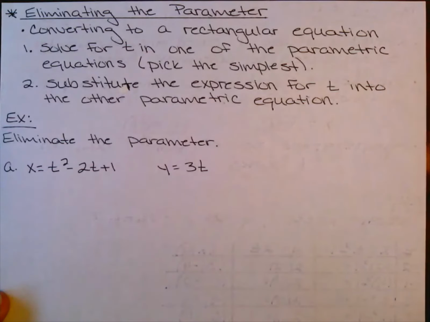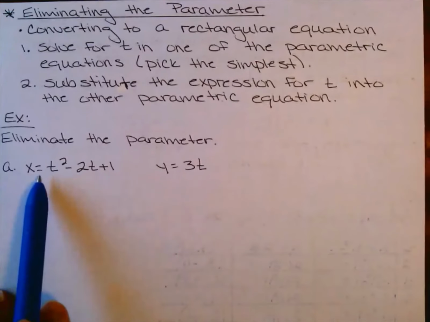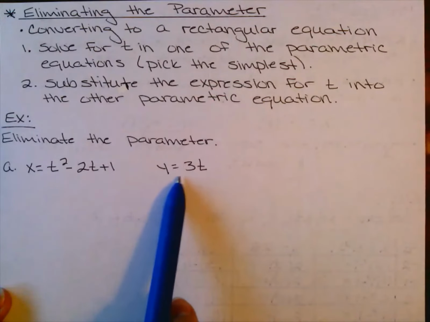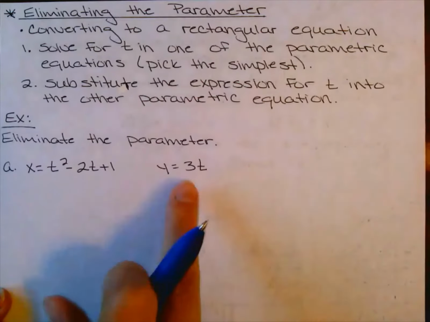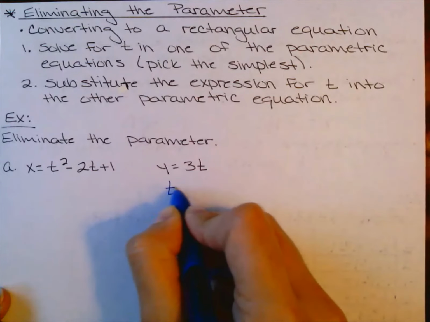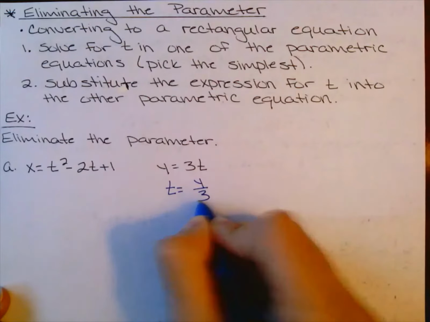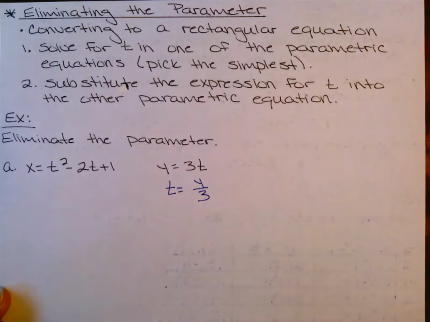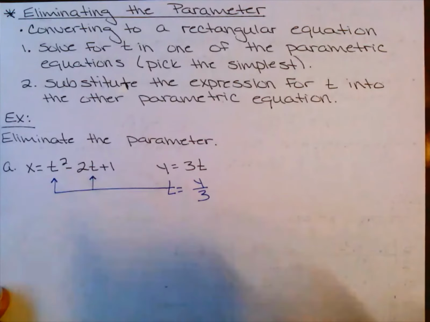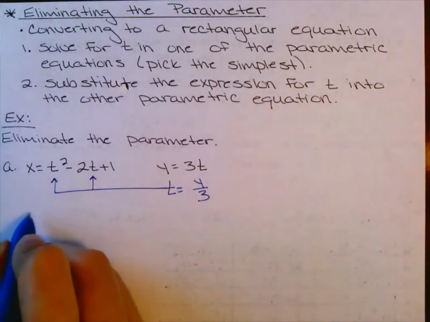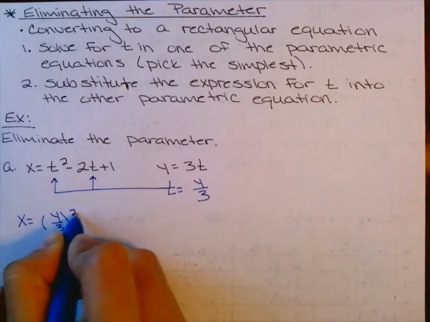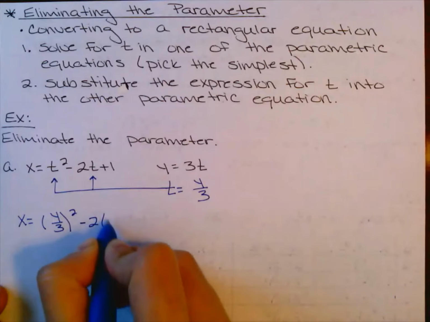So let's look at this first example, eliminate the parameter. Here in the x equation, I have a t squared and a t. It's going to be hard to isolate the t here. But here I have y equals 3t. Much easier to isolate it here. So if I want t by itself, I can divide the 3 to both sides and say t equals y divided by 3. Now that I have t isolated, I'm going to go ahead and plug that into these two spots. Okay, so now instead of t squared, I could say y over 3 squared minus 2 times y over 3 plus 1.